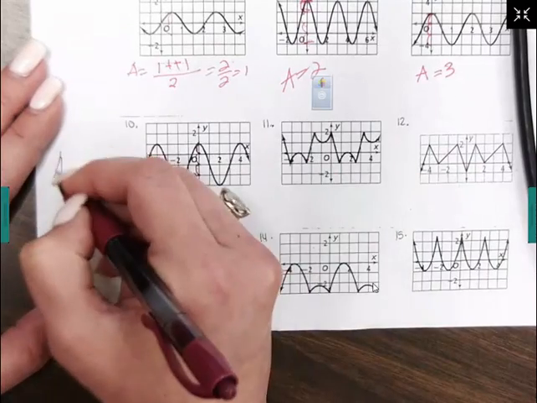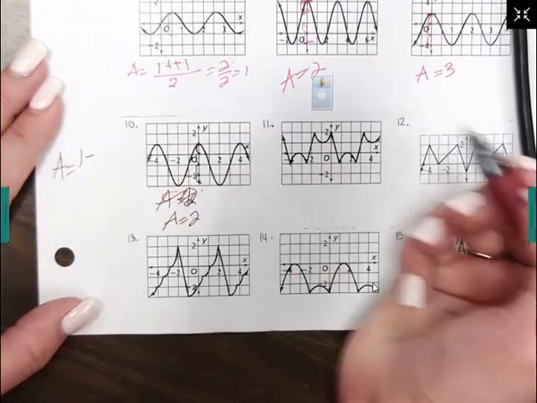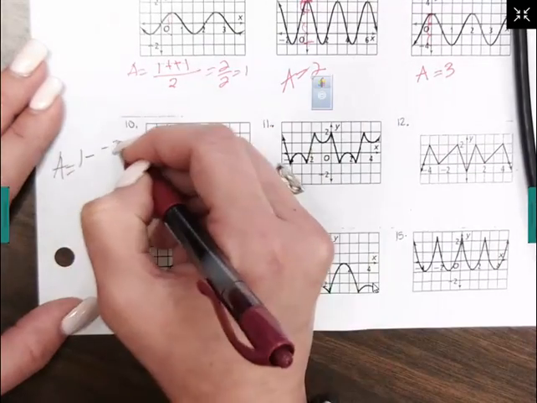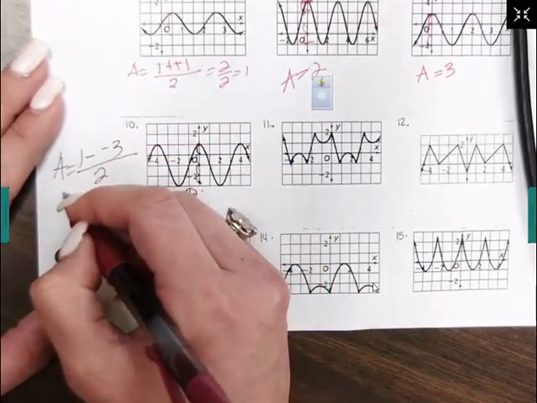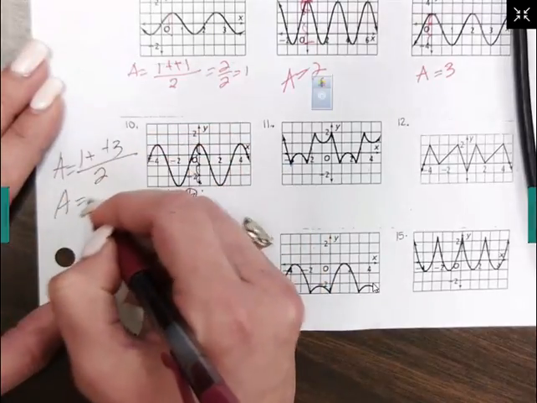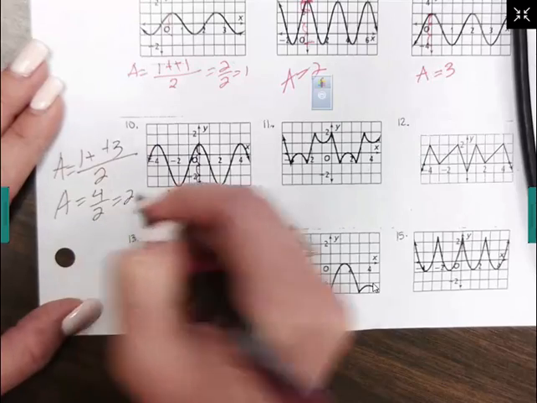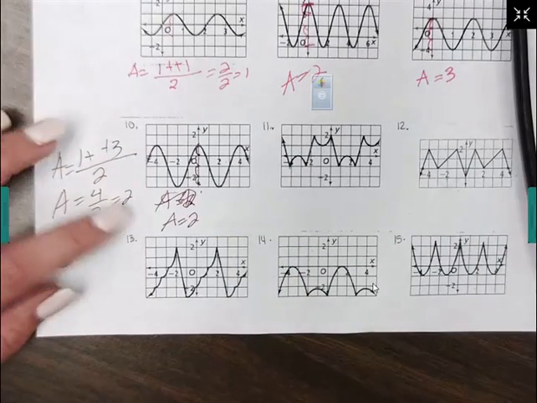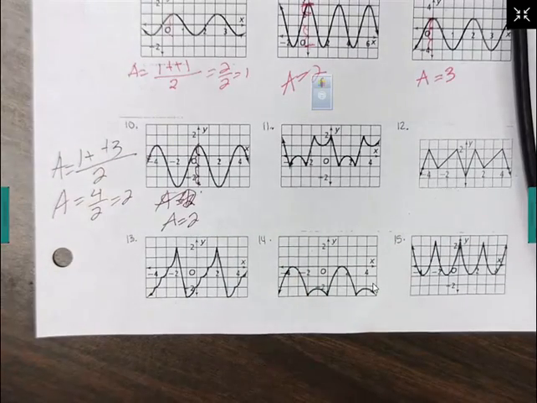Remember, you can also find the amplitude by starting off at 1 and subtracting -3 and then dividing by 2. That would give us a positive 4 divided by 2. So this is another way to check on your test if you would like to make sure that your amplitude is 2.